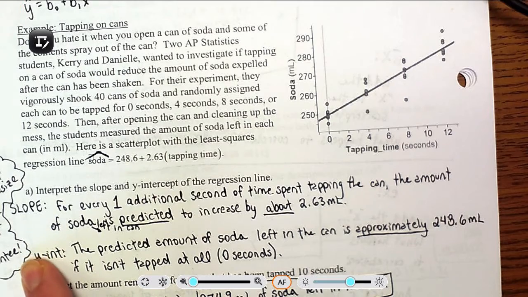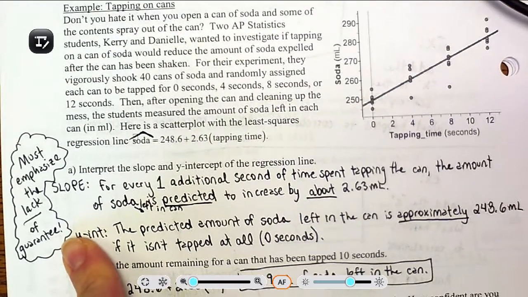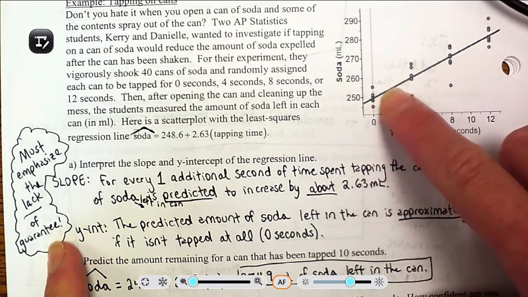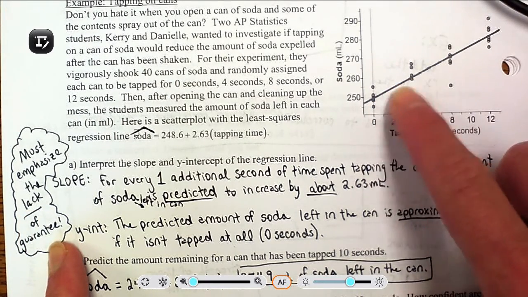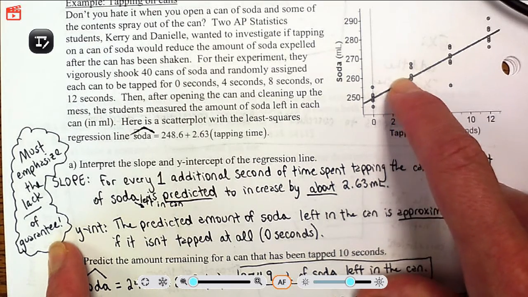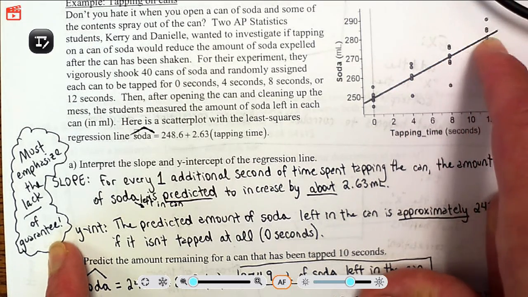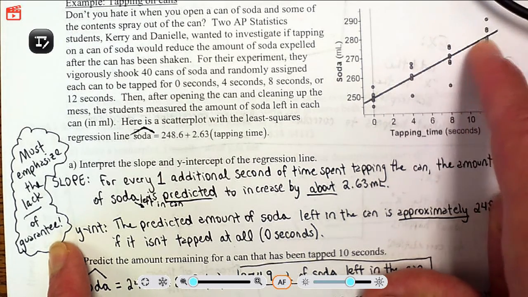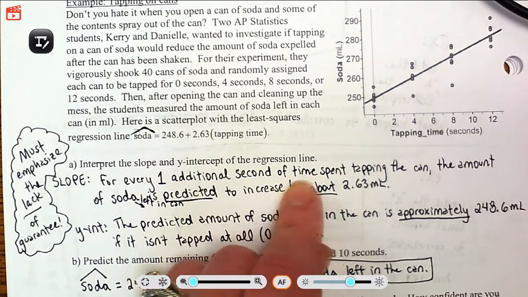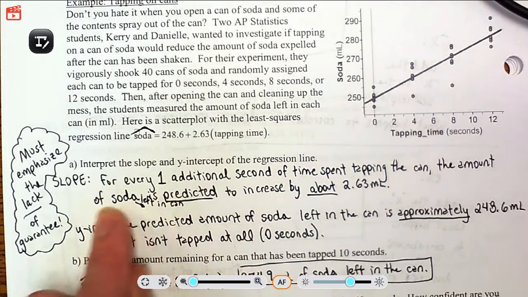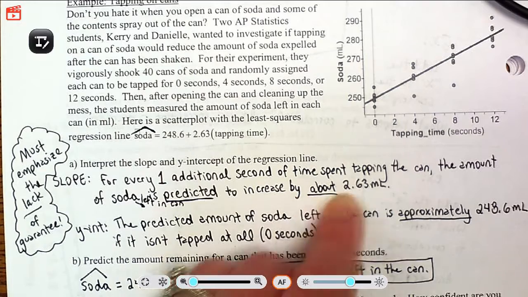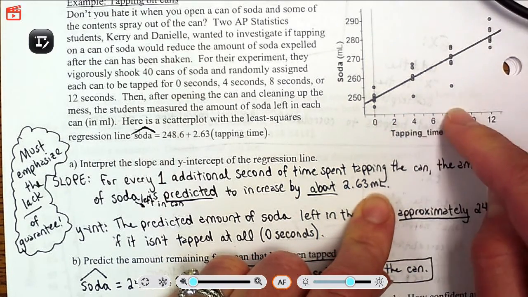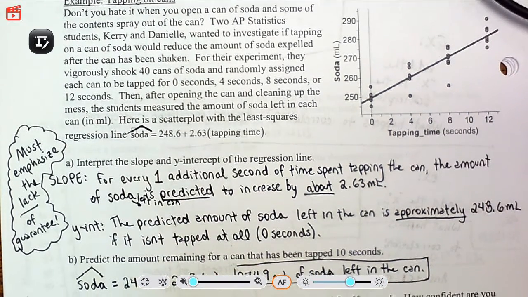In a slope interpretation, you must emphasize the lack of guarantee: as you increase in units of x, y doesn't necessarily increase by some guaranteed amount, and new points and new predictions should not always lie exactly on this line; points and predictions will generally follow this line. So for every 1 additional second of time spent tapping the can, the amount of soda left in the can is predicted to increase by about 6.3 milliliters. So it means for each increase in x, there is a slope increase on y.